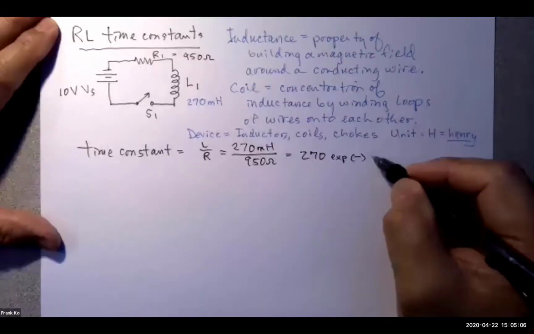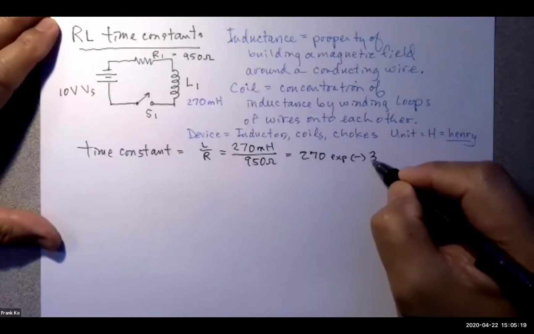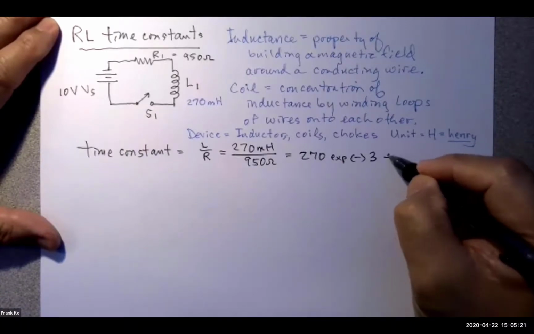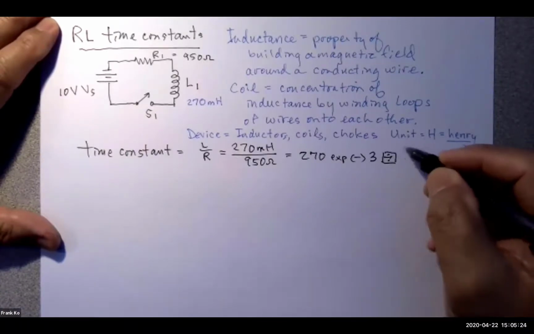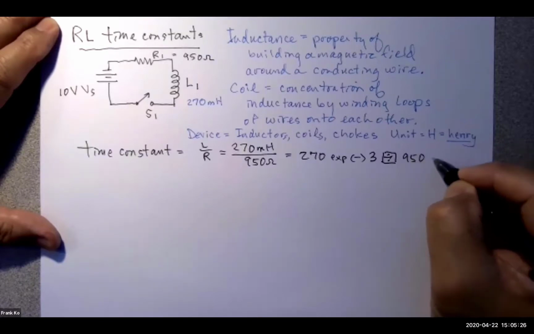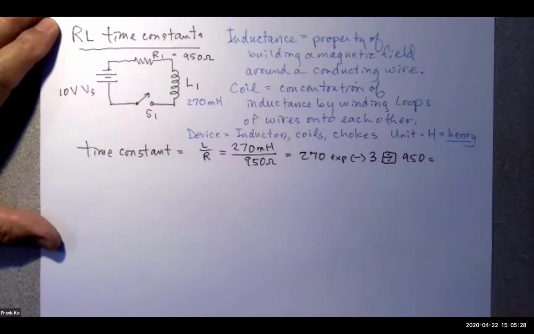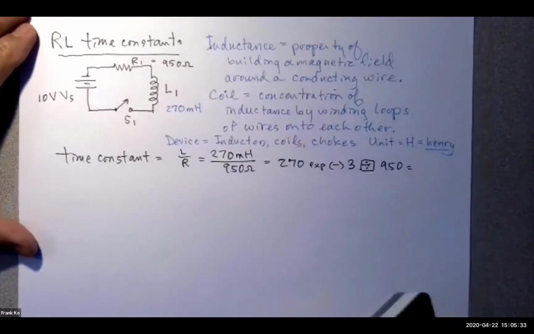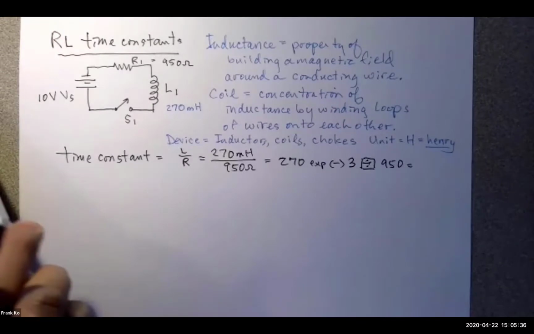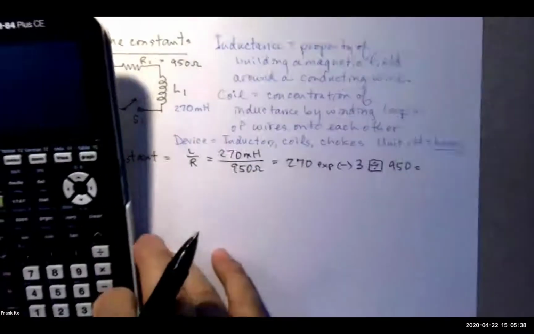You know about 10? Yeah, what power of 10? Negative... Milli is -3. And then you're going to divide that by 950, and that will be equal to the time constant, and the time constant has units, and we'll go ahead and calculate that in just one moment. So let me go ahead and pop this in here.